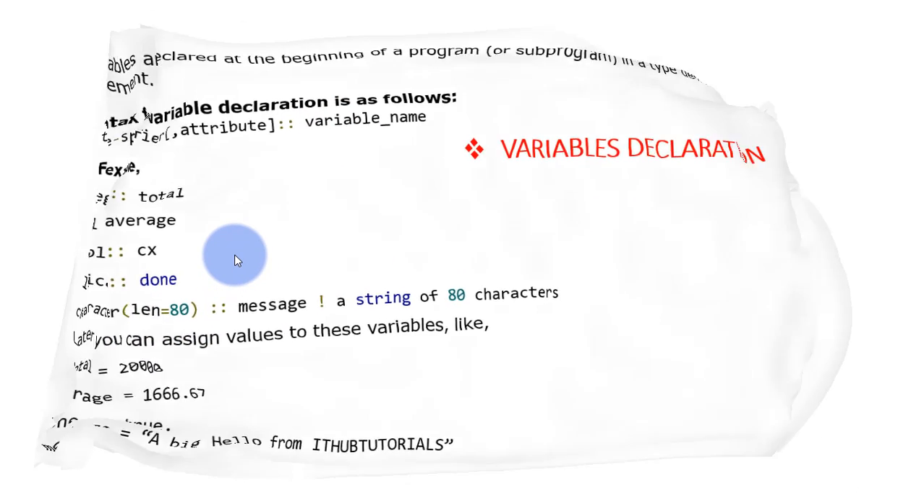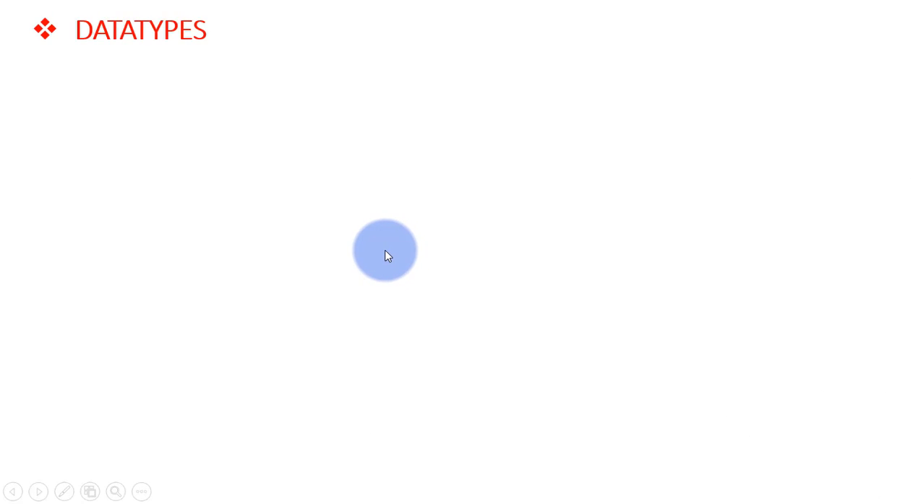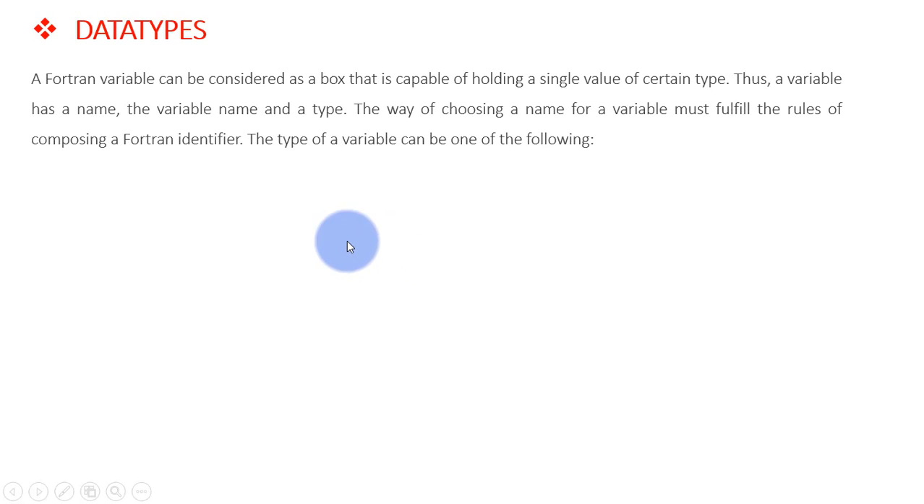All right, let us check Fortran data types. What do we mean by Fortran data types? A Fortran variable can be considered as a box that is capable of holding a single value of a certain type. Therefore, a variable has a name, the variable name, and the data type, or its type. The way of choosing a name for a variable must fulfill the rules of composing a Fortran identifier. The type of variable can be one of the following, like integer.